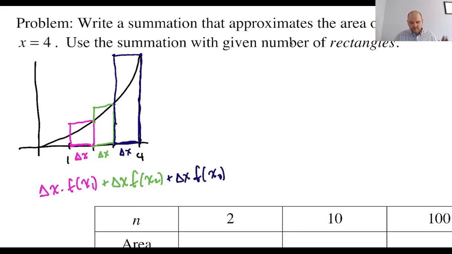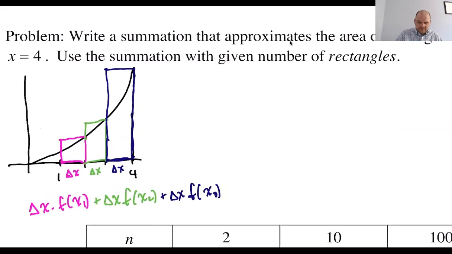And I just want to add those up. So in general, because we want to do this in general, delta x is going to be 4 minus 1 divided by n, 3 over n.